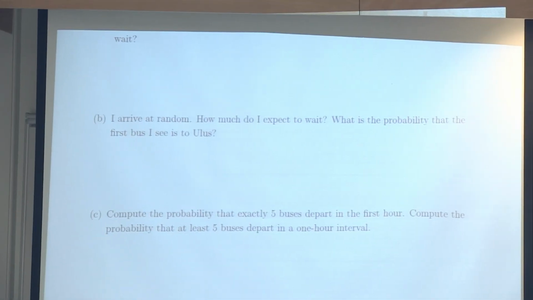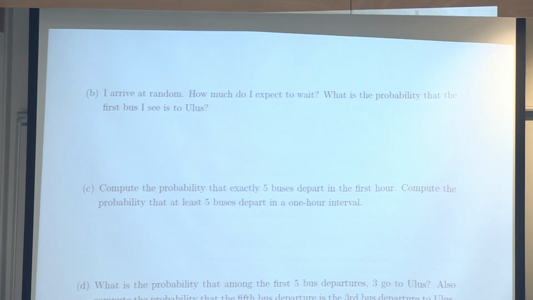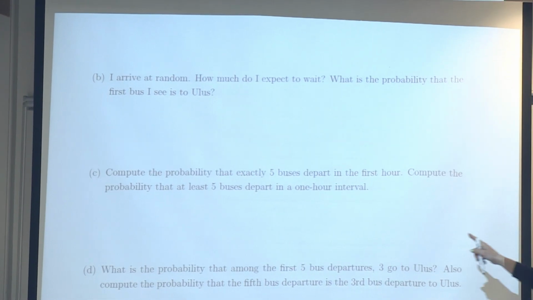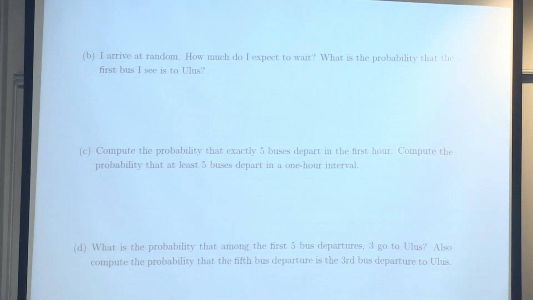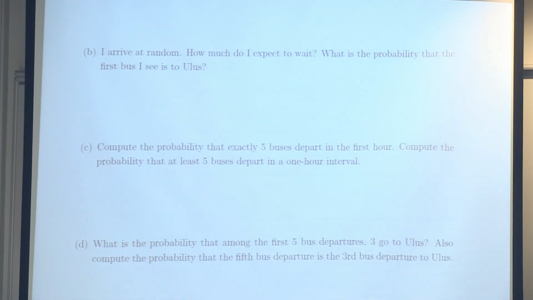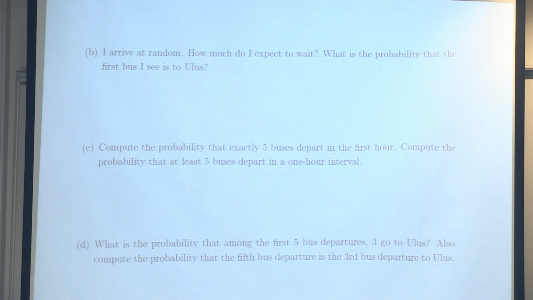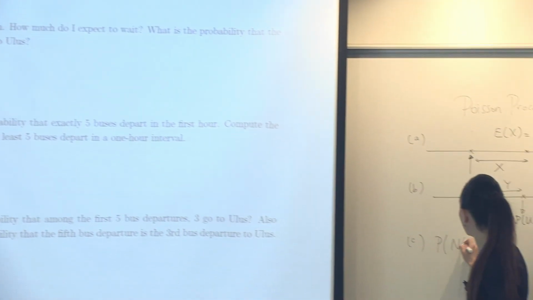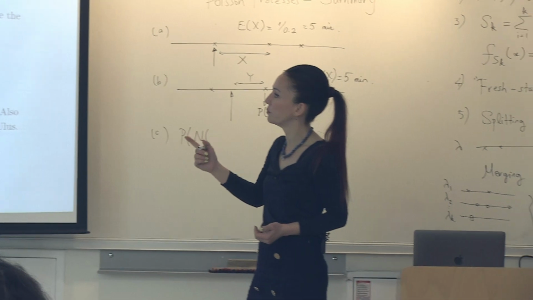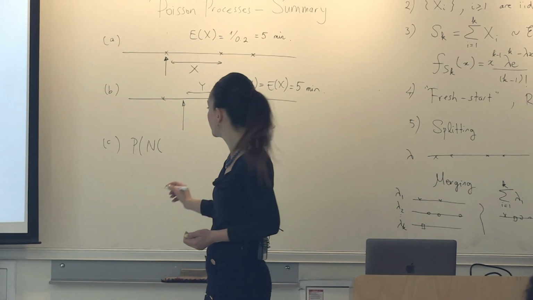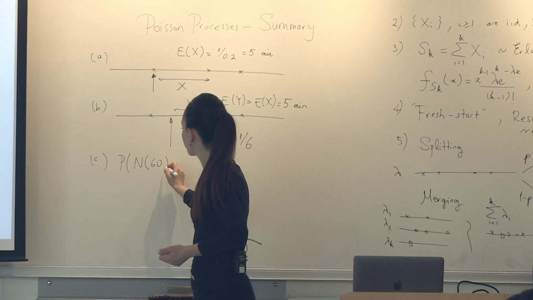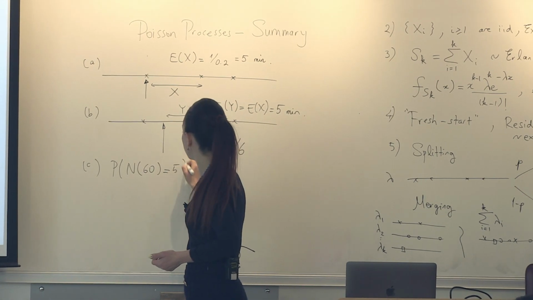It says, compute the probability that exactly 5 buses depart in the first hour. Exactly 5 buses depart in the first hour. This is related to the distribution of N of t, where t is 5, right? So the probability that N of, let's think in terms of minutes, right? N of 60 minutes equals 5.